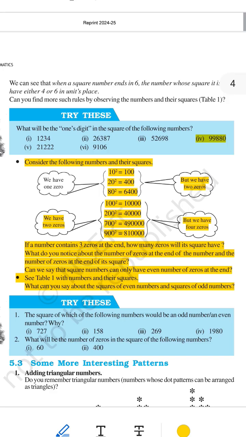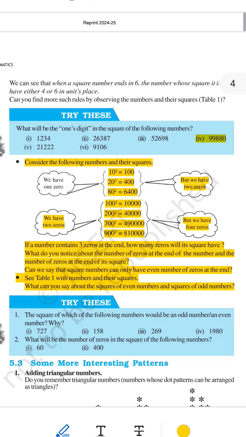4. What pattern do we see? Let's make it very clear. Number of zeros in original number, number of zeros in square: 1, 2; 2, 4; 3, 6. What do you notice? The number of zeros at the end of the square is always double the number of zeros in the original number.